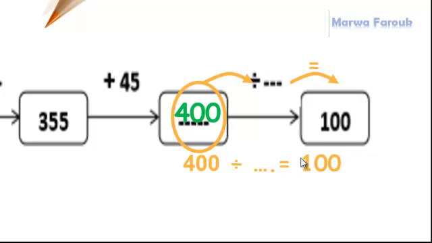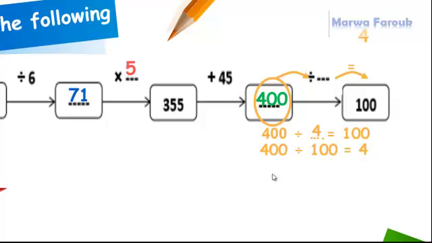This is a 3-digit number, so I'm going to take only the biggest one here, which is 1, because 1 here is 100, and here I will take 4. Now 4 divided by 1 equals 4, so we got 4. So the missing number here is 4, and that's it.